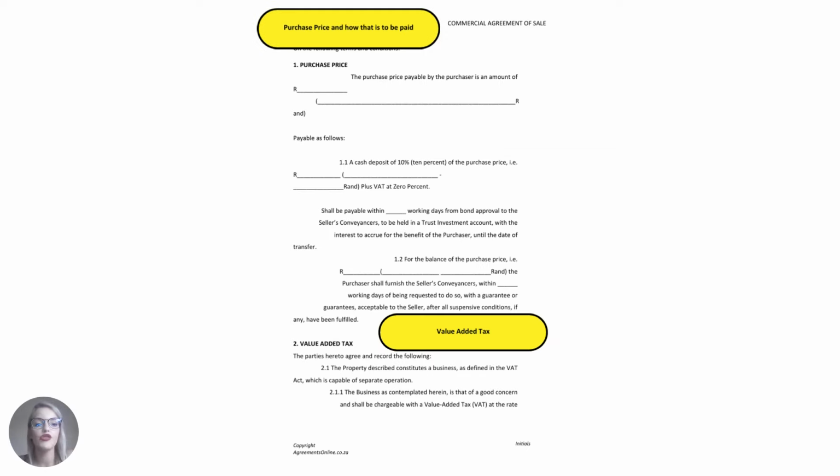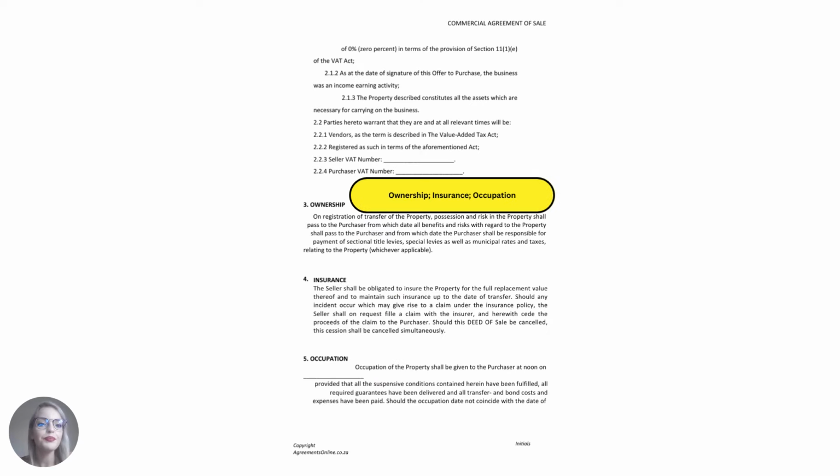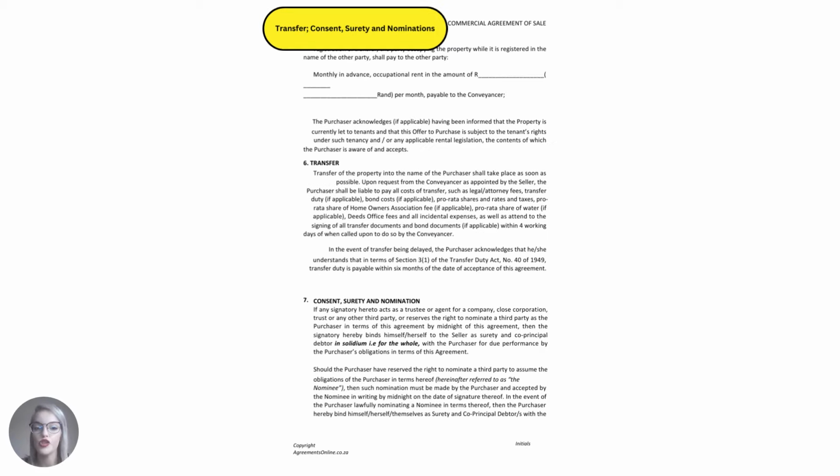The agreement then goes on to mention the purchase price as well as how that is going to be paid, and also makes mention of value added tax. The agreement further goes on to look at things such as ownership, insurance of the property, and occupation. The agreement then mentions transfer of the property as well as consent, surety, and nominations under this agreement.